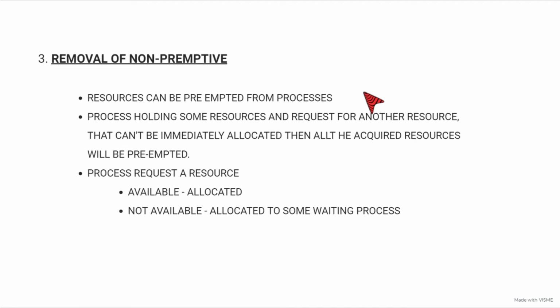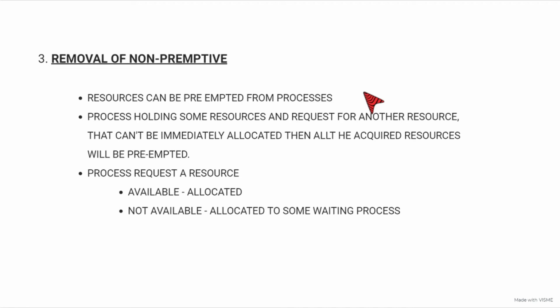So let us go to the third point. A process requests a resource. I am the process, I am having the pencil, and I am requesting the eraser. If the eraser is available, then it will be allocated to me, so I can take the eraser. But in case the eraser is not available, it is allocated to some waiting process.